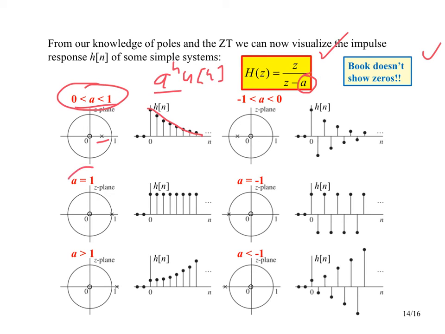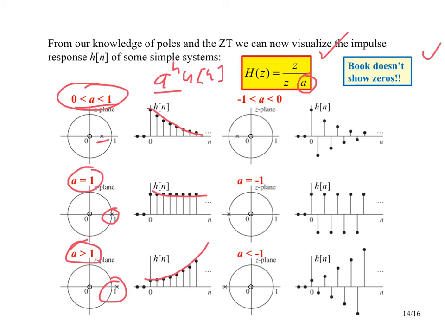When A is equal to 1, we get a pole right on the unit circle. It never decays. Hey, unstable system. Pole on the unit circle, impulse response that never decays. When A is greater than 1, we see the pole is now definitely outside the unit circle. This thing is going to explode. Again, not absolutely summable, so not stable, but we knew that. A pole outside the unit circle is unstable.